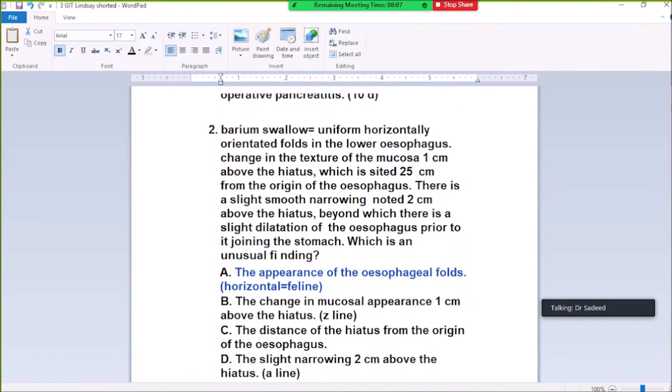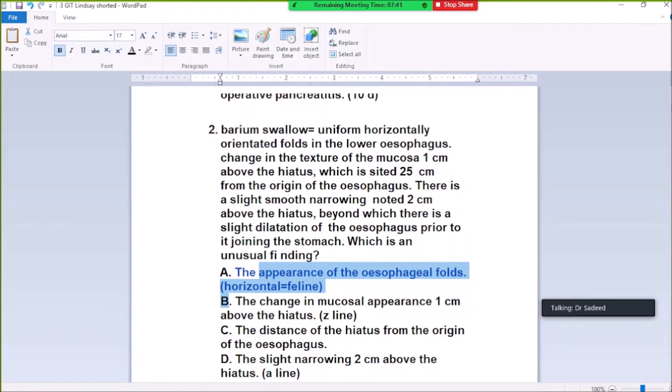Question number 2, barium swallow shows uniform horizontally oriented folds in the lower esophagus, a change in the structure of the mucosa 1 cm above the hiatus, which is situated 25 cm from the origin of the esophagus. There is a slight smooth narrowing noted 2 cm above the hiatus, beyond which there is a slight dilatation of the esophagus prior to its joining the stomach. Which is an unusual finding?